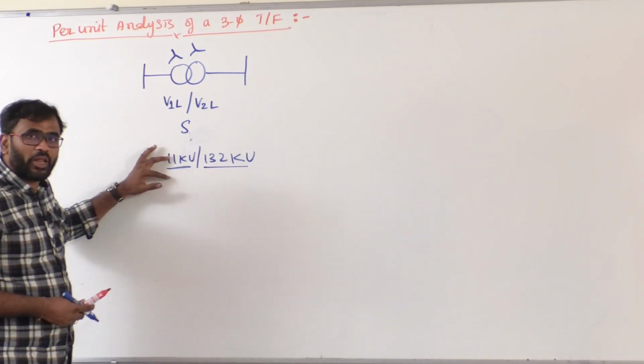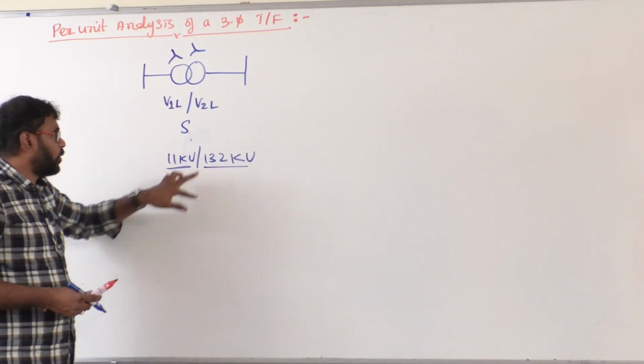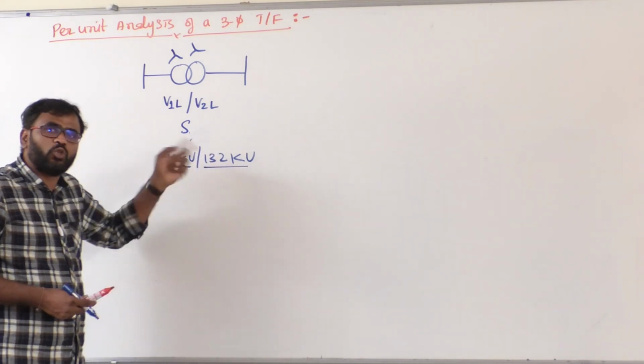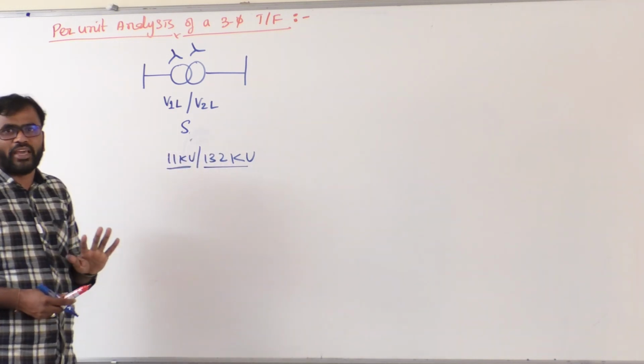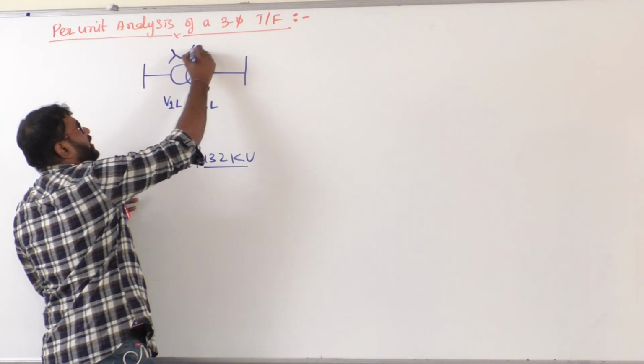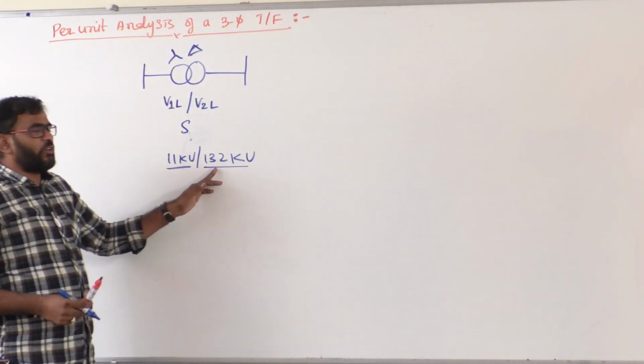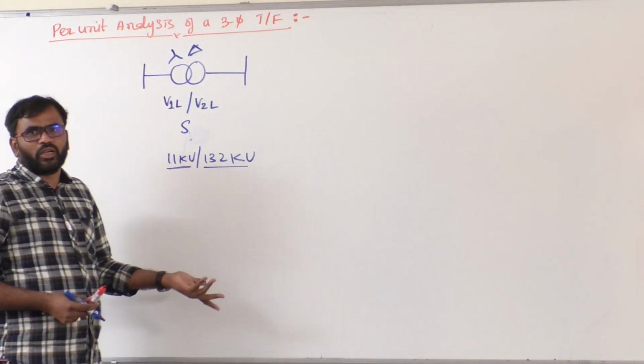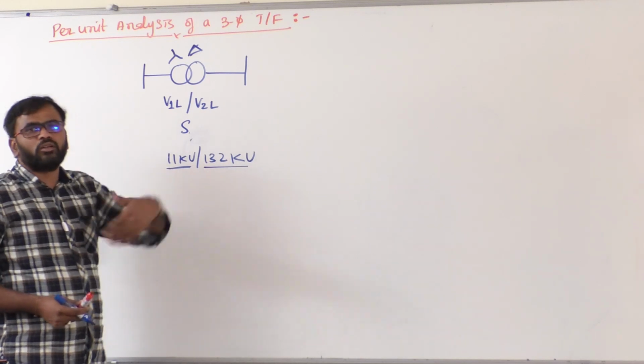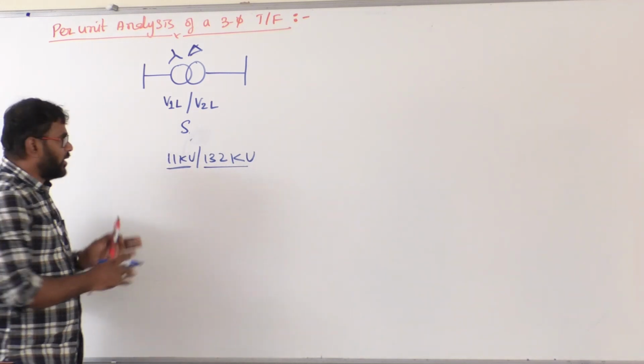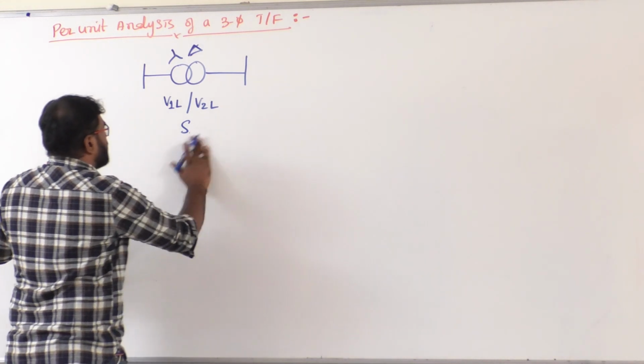What is the phase voltage in the primary? 11 kV by root 3. What is the phase voltage in the secondary? 132 kV by root 3. You should be very careful. Suppose it is a star-delta connection, then what? Phase voltage in the secondary is 132 kV, because line voltage equals phase voltage. Okay, clear?